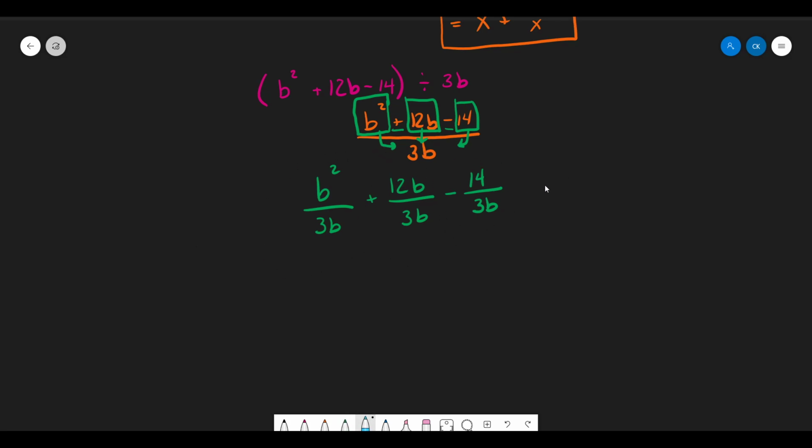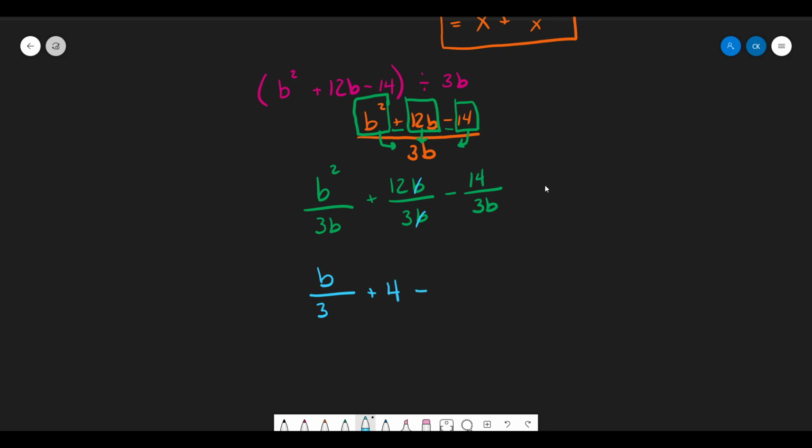I'm going to take the first one first, b squared over 3b. Remember, this is like a coefficient of 1 here, so 1 over 3, we're just going to have a 3 in the denominator. B squared over b, we subtract the exponents. 2 minus 1 is 1, so I'm left with a b in the numerator. So the first one simplifies down to b over 3, plus 12b over 3b. 12 over 3 simplifies to 4, and b over b, they cancel each other out. So the middle term is just 4.